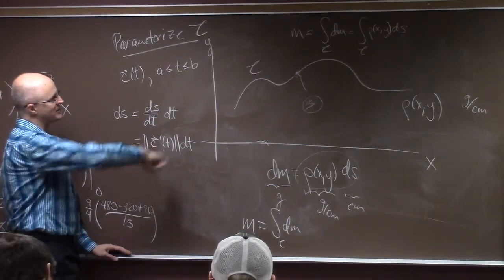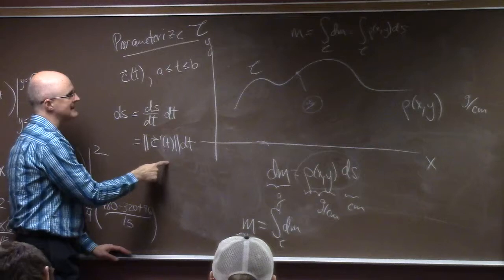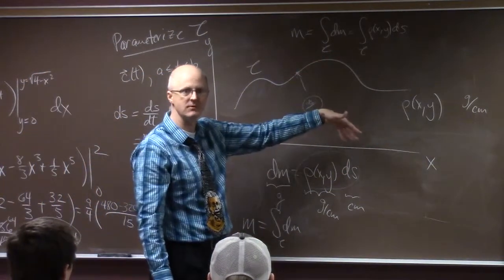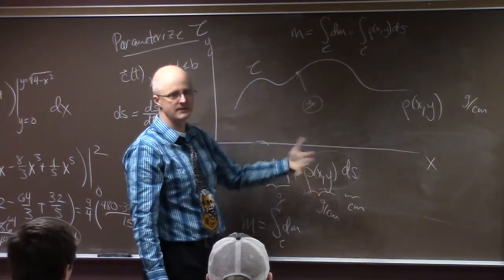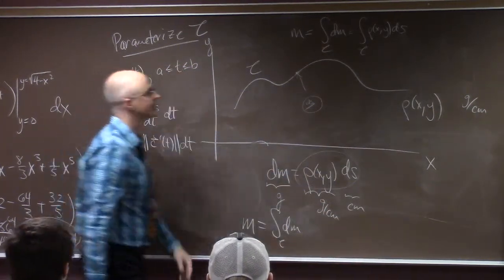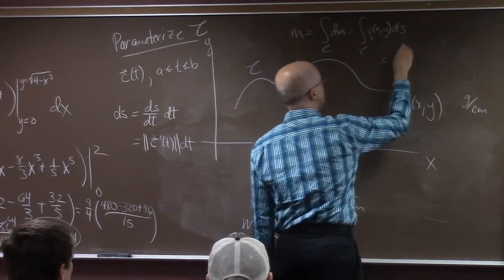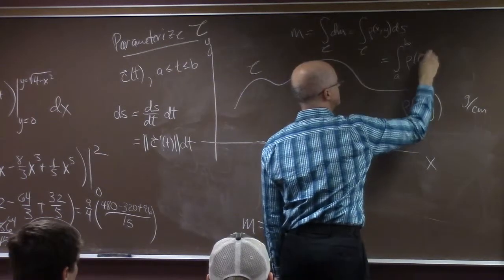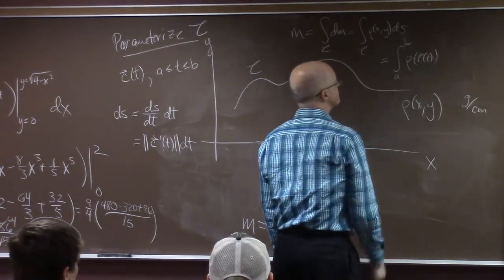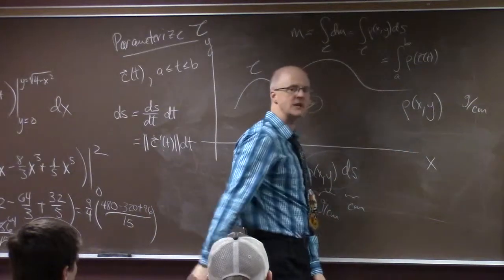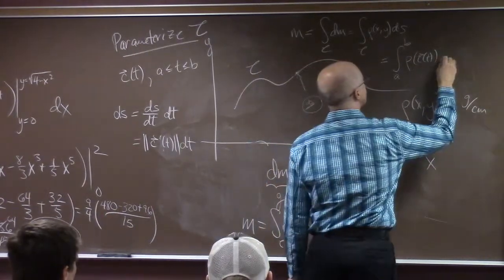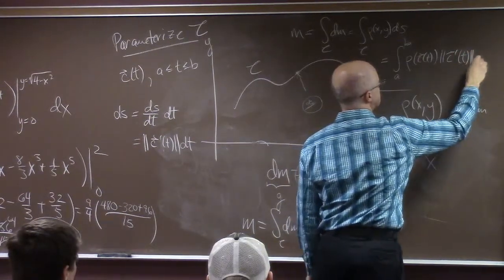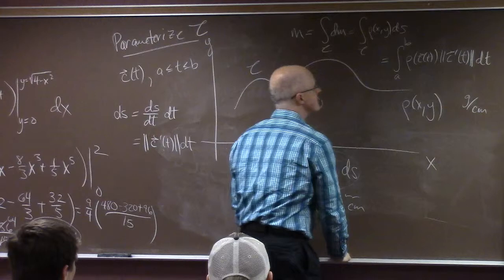And that tells you what you ultimately do. You replace ds with this. You need to plug c of t into rho as well, because you need to keep track of the density as you move along the curve. And you integrate the resulting function from a to b. So this is calculated by doing the integral from a to b of rho of c of t. C of t is going to give you a point as t changes, x, y, times the length of the velocity vector, in other words, the speed, dt.